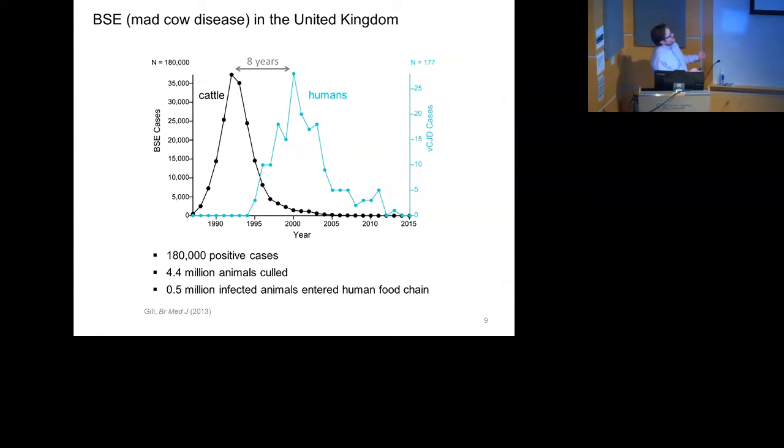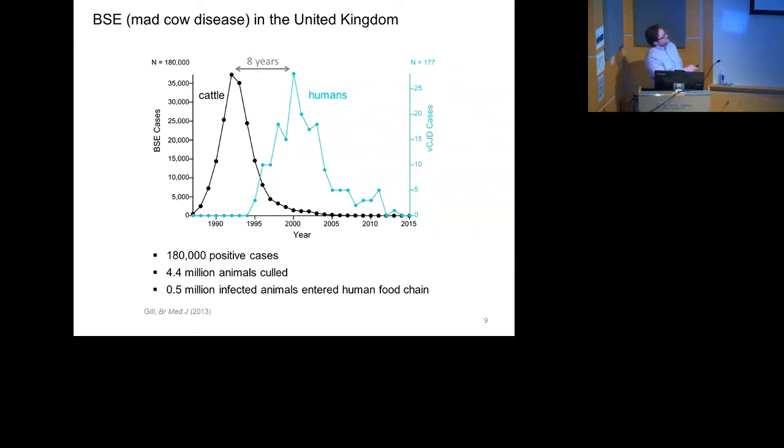So they're able to detect mad cow disease in the cattle, and this peaked, and of course they started culling all of their animals. And then about 8 years later, the incidence of a new disease in humans called variant CJD appeared. So that gives you an indication of the latency period of prion disease. So it took about 8 years for it to spike in the human population.